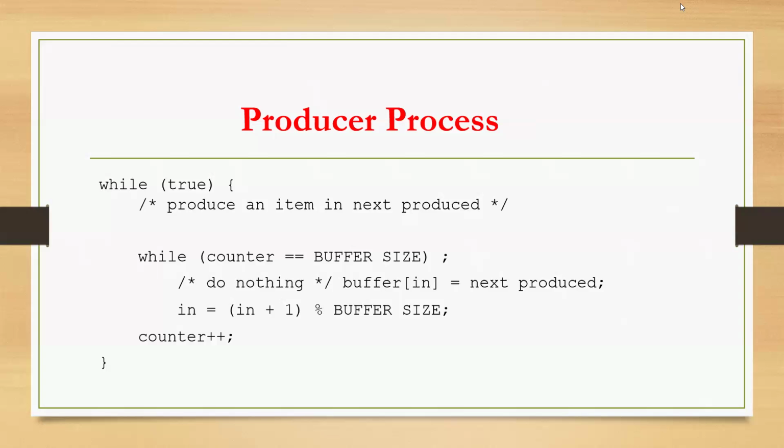The counter is nothing but a counter variable. We always have to check whether the counter variable is equal to the buffer size or not. If it is equal to the buffer size, then you have to stop the process. Otherwise, you can produce any number of items continuously and increment the counter variable each time. Then again we check whether the counter equals the buffer size. This is called a producer process.